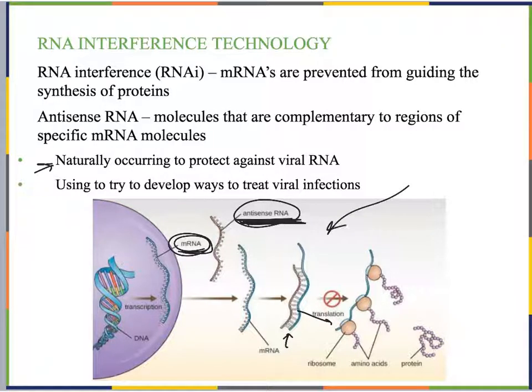So if it's coming in from a virus, we have our single-stranded RNA, and then we have our antisense RNA that anneals to it or attaches to it. Then it stops the virus from being able to make copies of itself or any copies of its RNA.